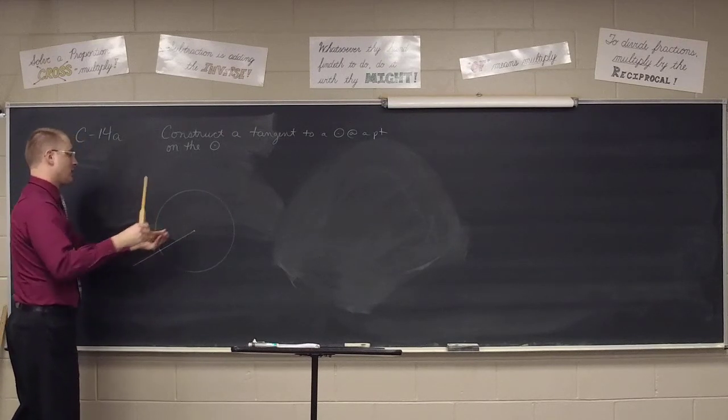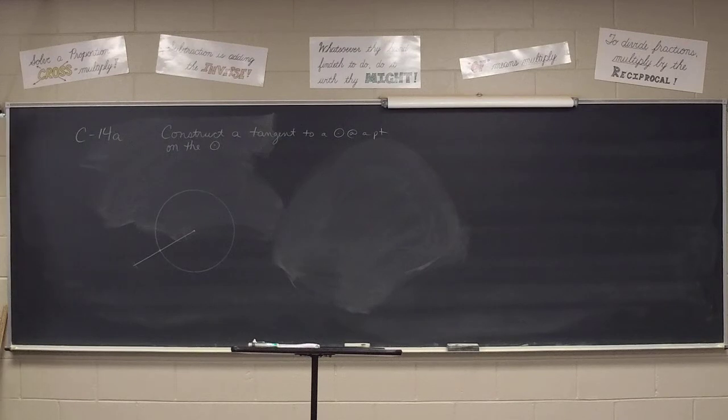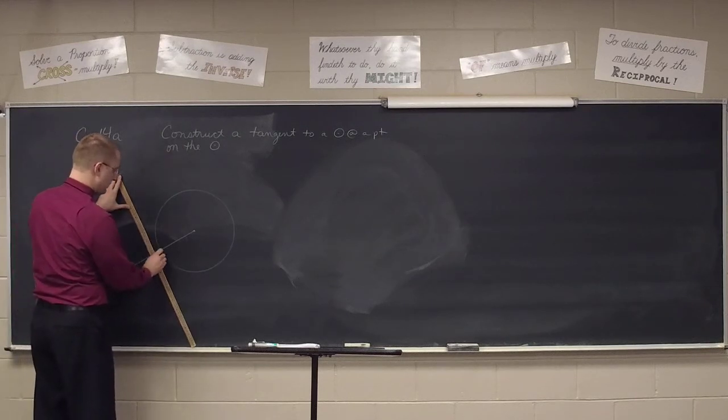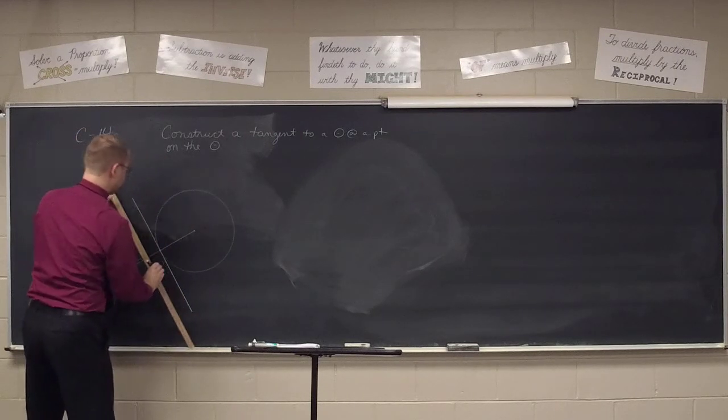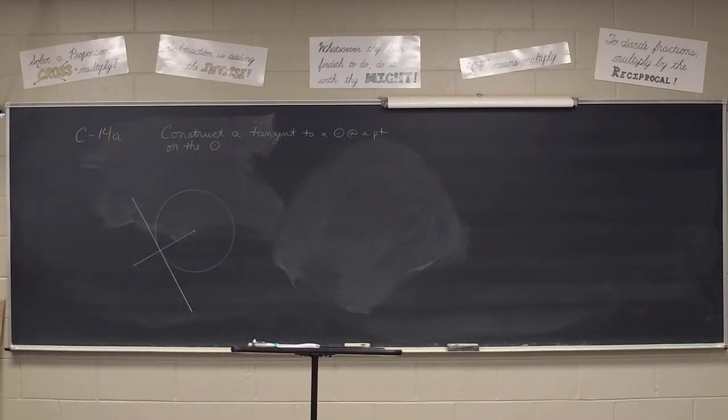Go to the other point, make another arc above. Get a little X outside the circle. And then simply connect the dots. Little arc on one side, little arc on the other side. Open it more. Make an X. And when you connect the dots, you've got your tangent.